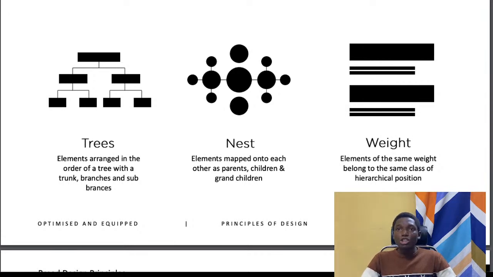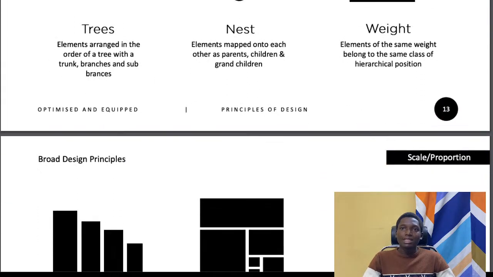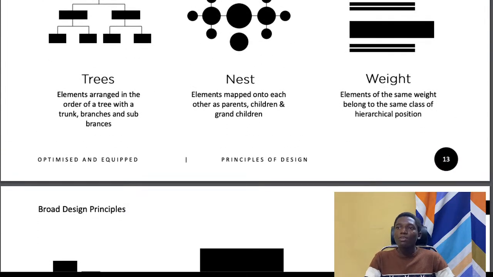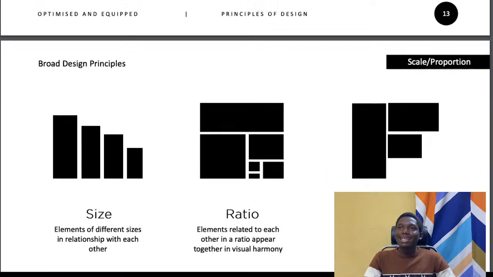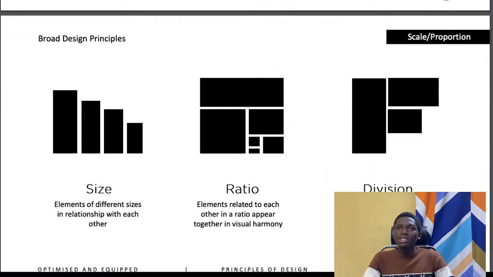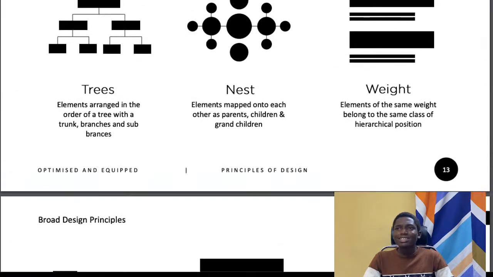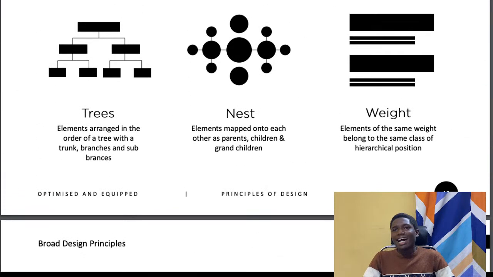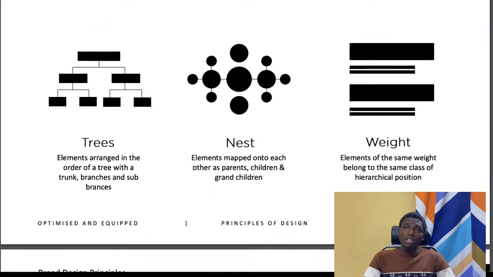And also the balancing, as I said in the second part, is to balance everything and bring it out in a way that there will be no errors in the alignment. Then we are moving to the alignment. The alignment deals with the trees, the nest, the weight.